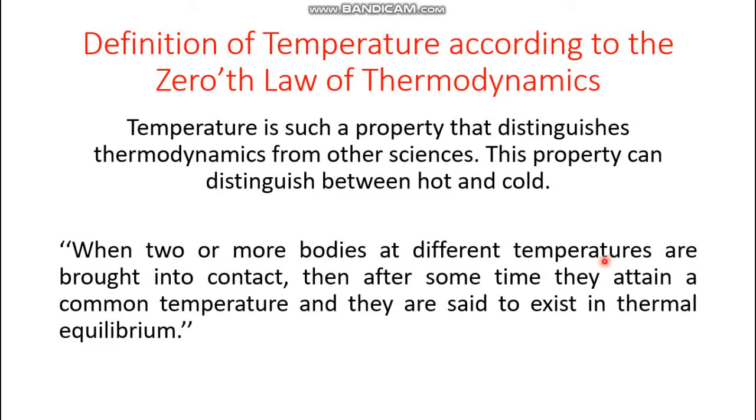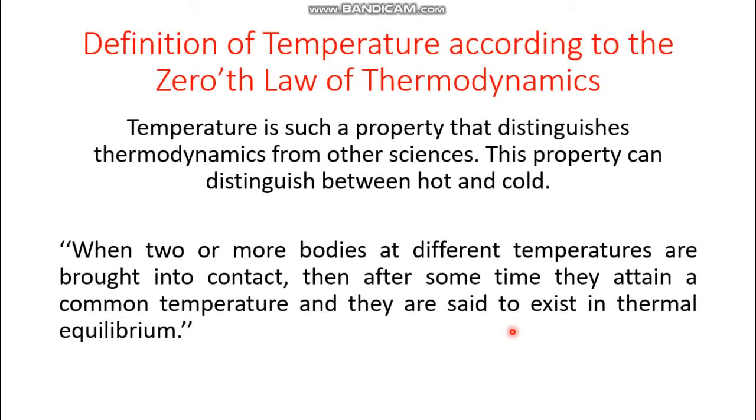Okay, so they are brought into contact. That means they are now touching each other, or we have made a connection between them. Then after some time they attain a common temperature. That means after some time, what would we find? We would find that the temperature of both the bodies has become the same. That means they are said to exist in thermal equilibrium. In that state, no temperature change will be recorded or no heat transfer would occur between them.